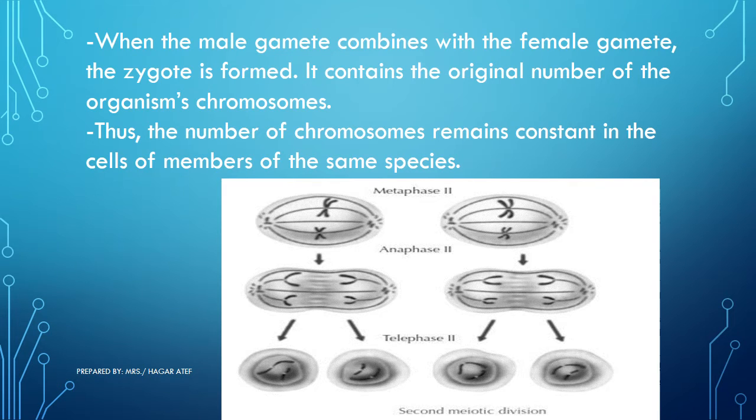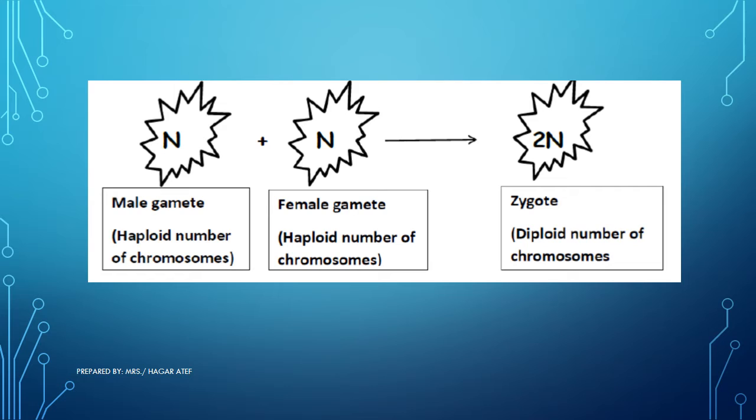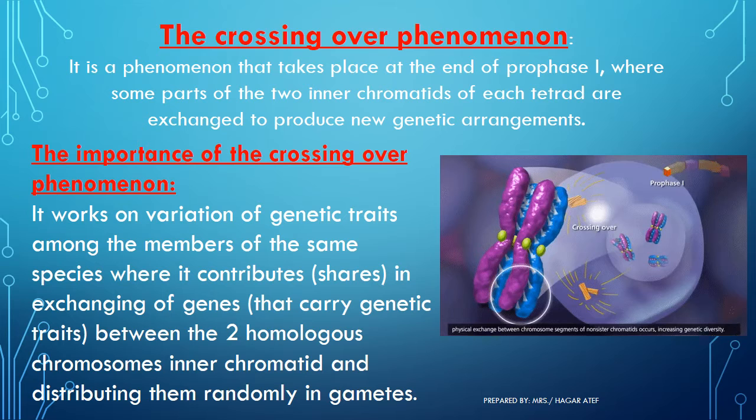When the male gamete combines with the female gamete, the zygote is formed. It contains the original number of the organism's chromosomes. Thus, the number of chromosomes remains constant in the cells of members of the same species. So, male gamete haploid number of chromosomes with female gamete haploid number of chromosomes give us zygote with diploid number of chromosomes, 2n.